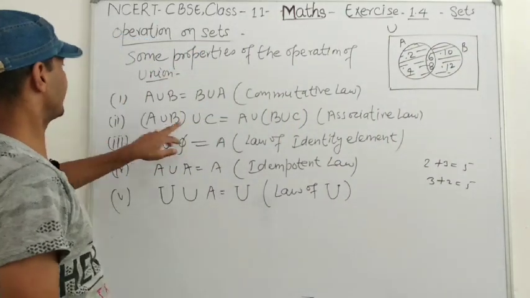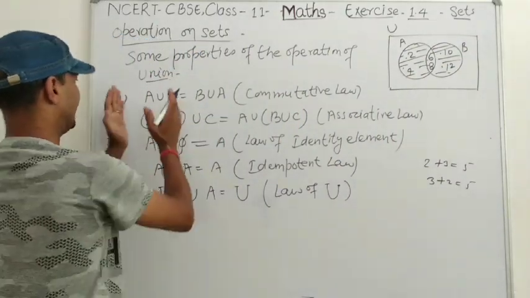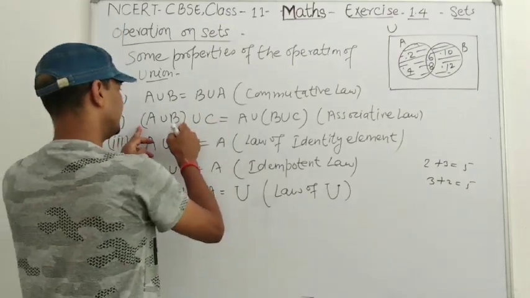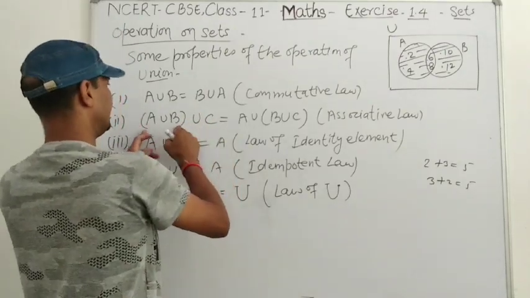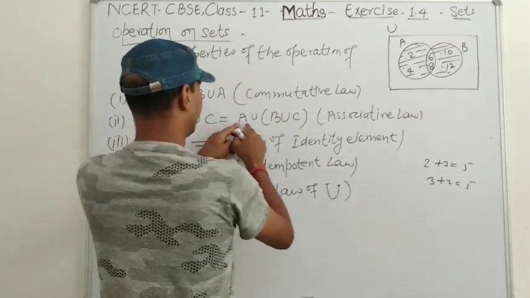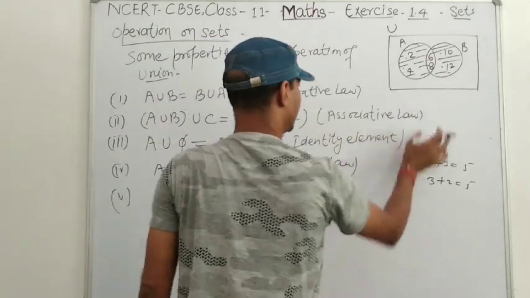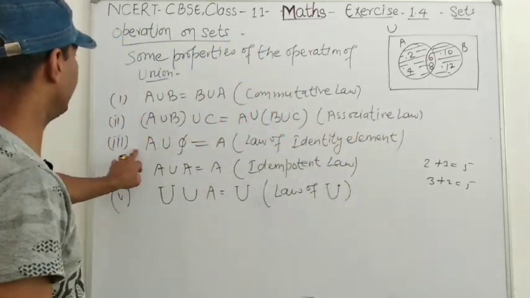It is the commutative law. Second, suppose 3 sets are given, A, B and C. If you find first A union B and then union C, and A union B union C, they also will be the same. We can say it is the associative law. Number 3, A union 5.